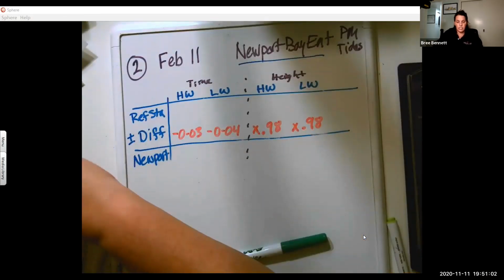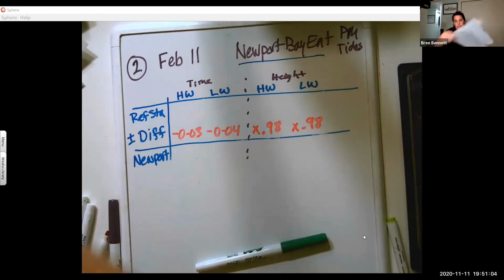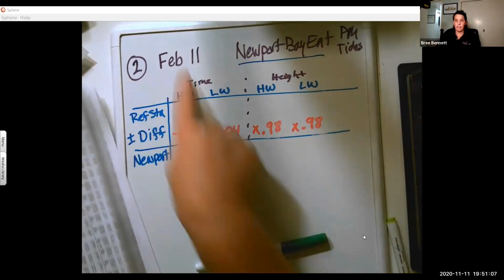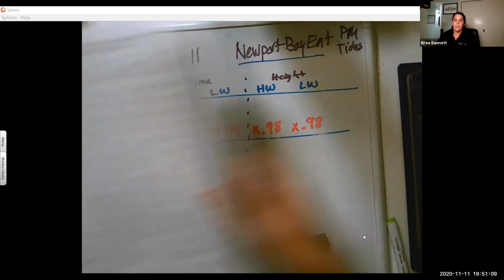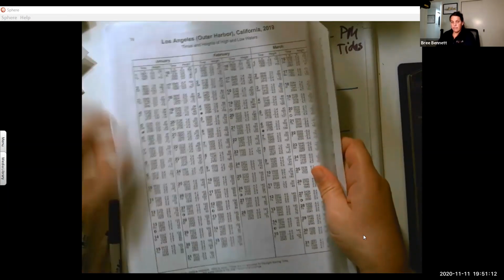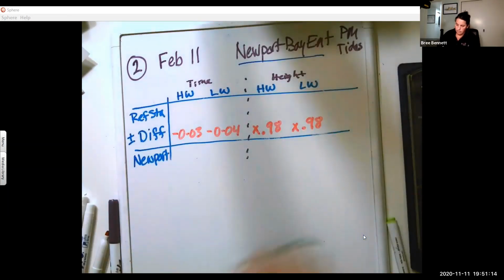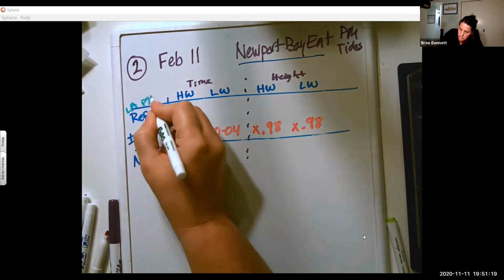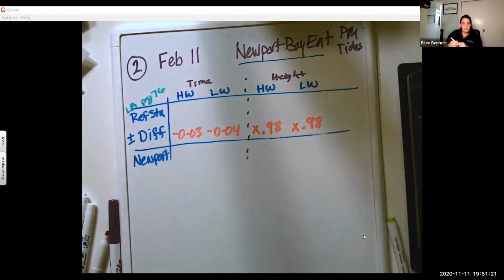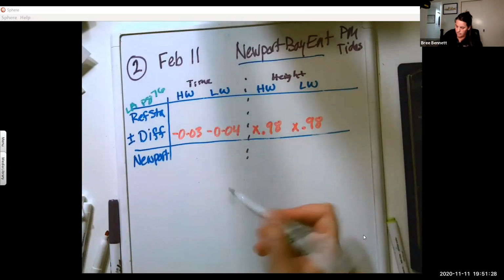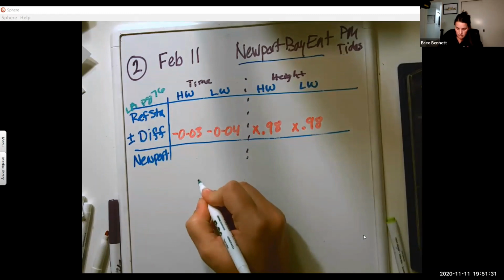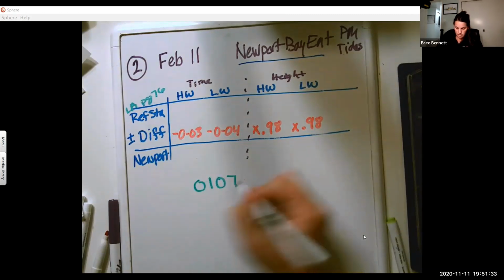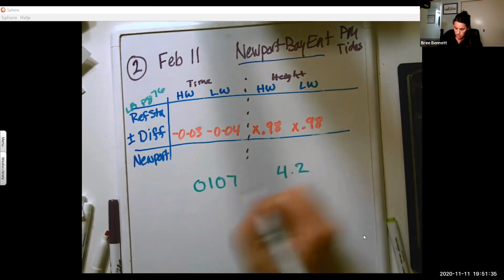So we're going to use Los Angeles. And we are looking for February 11th. So I'm looking on my page 76, and I usually like to write this. My reference station was Los Angeles, page 76, just in case I have to flip back to that page. So I'm looking for February 11th. I'll write out here, just so we could see it. 0107, 4.2.